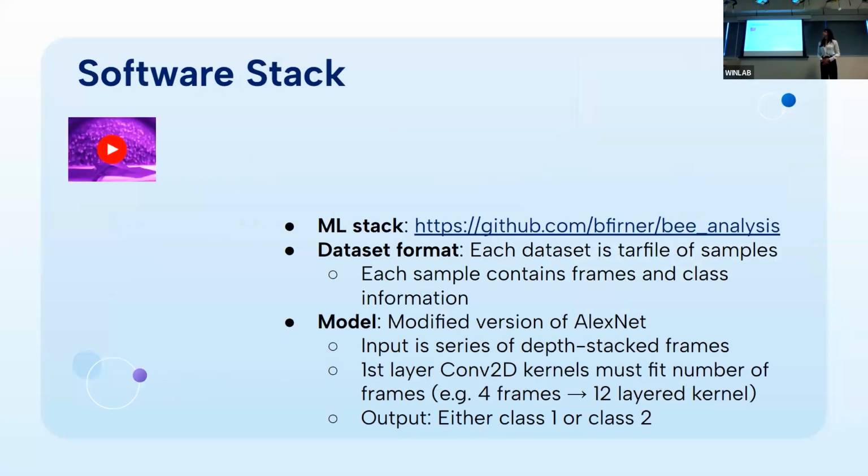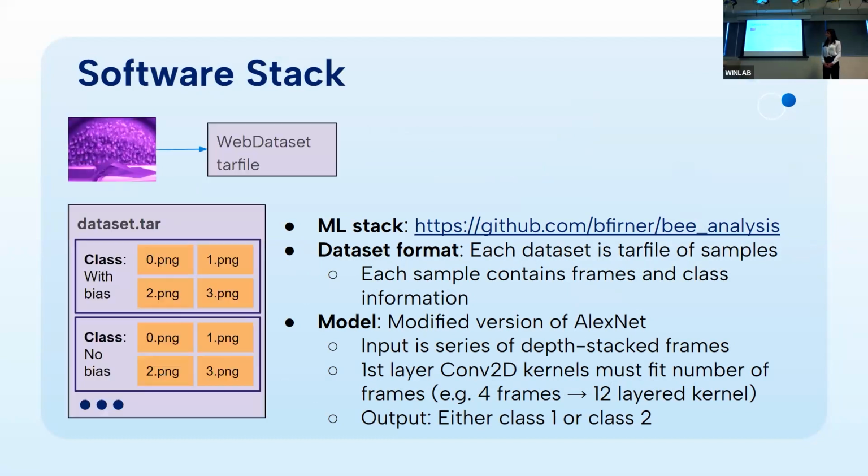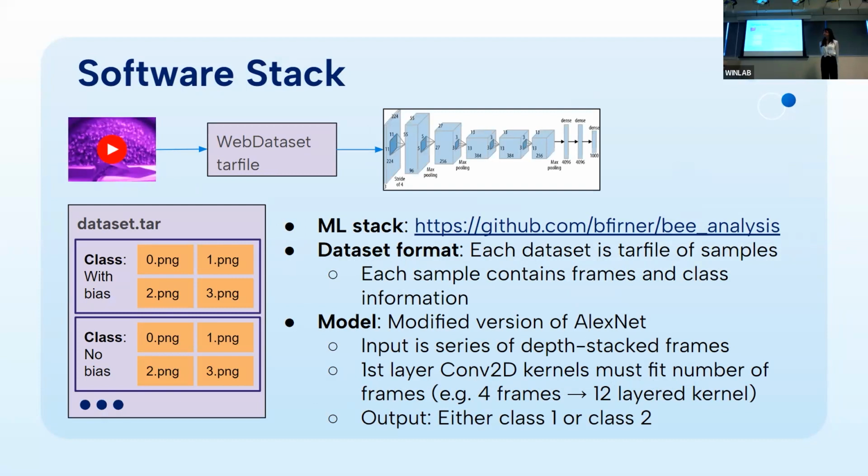So we use this software stack, B analysis. It's the same one that the beehive monitoring group used. The way it works is you start off with some footage, or you generate some footage, and then you compile that into a data set, which is just a tar file. Then you use that to train a modified version of the AlexNet network, where the input is a series of frames. So the first convolutional layer has to change accordingly to adapt to that stack of frames. And then you just report the accuracy for that bias value.